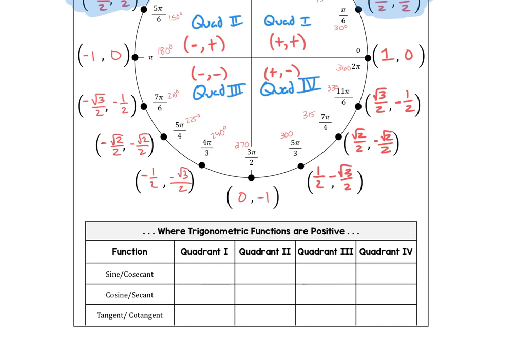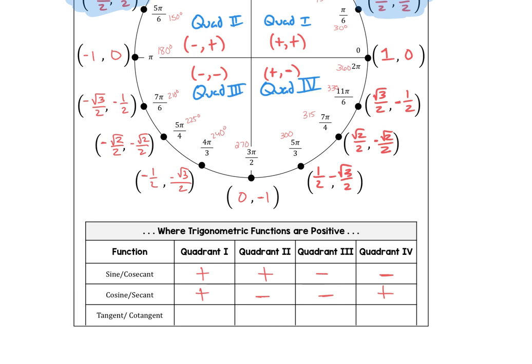Remember sine, and the inverse of that is cosecant. Sine is the y coordinate. So where's the y coordinate positive? Well, that's in quadrant 1 and quadrant 2. And then in 3 and 4 it's negative. Cosine is the x coordinate. Where's the x coordinate positive? Well, that's in quadrant 1 and quadrant 4. The other two are negative, 2 and 3.